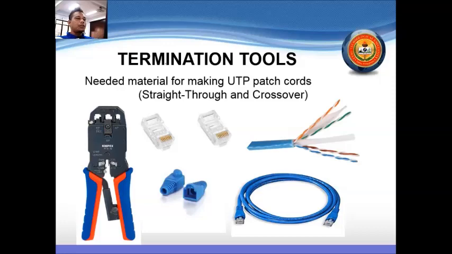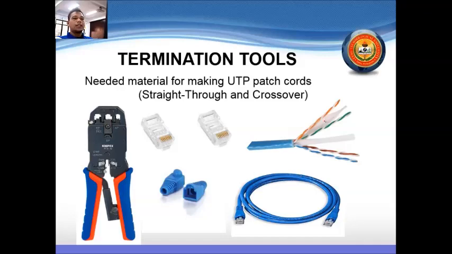So, in the class output, using a crimper and RJ45, the UTP cable has 8 wires in 4 pairs, inside a rubber jacket. That is what we use to make the patch cord or network cable.